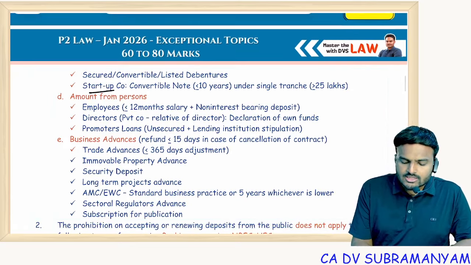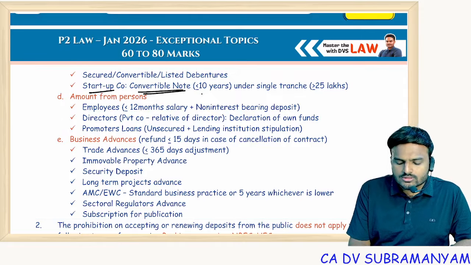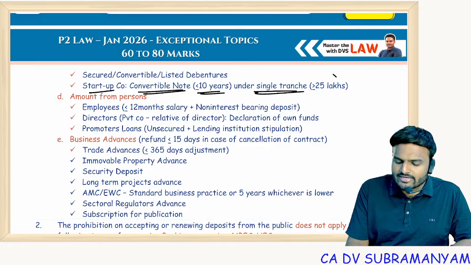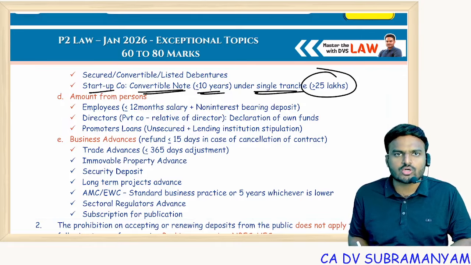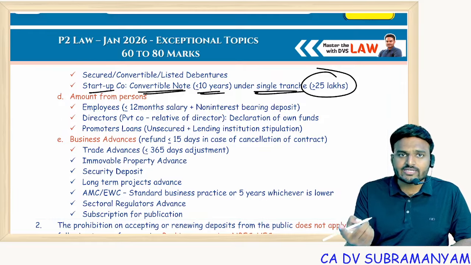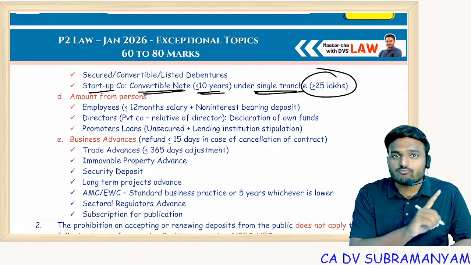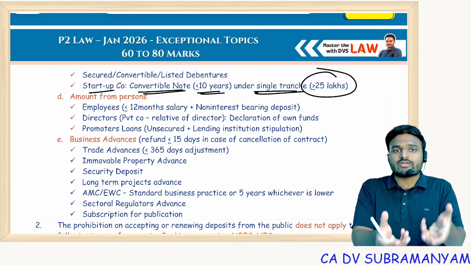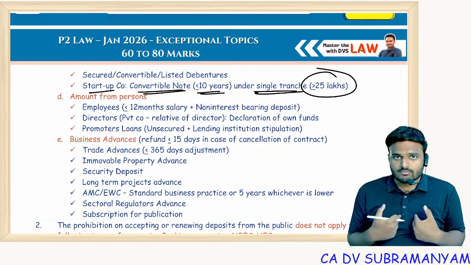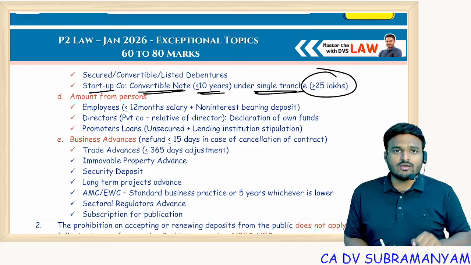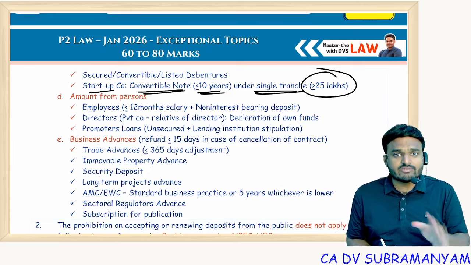Startup companies issuing a convertible note with a duration of less than or equal to 10 years under a single tranche, collecting 25 lakhs or more, it is also not a deposit. If less than 25 lakhs or more than 10 years, the exempted deposit benefit will not come. Under a single tranche, the amount received by the company should be 25 lakhs or more. The company should be a startup, and that convertible note should be repaid or converted into equity within 10 years of issue.